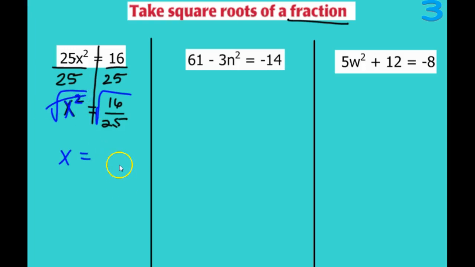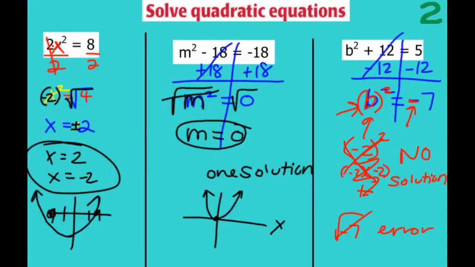So those will cancel. Remember, when we take the square root, we could have a positive answer or a negative answer, just like, oops, too far. Back here, we could have plugged in a negative 2 or a positive 2, and it would have given us 4.